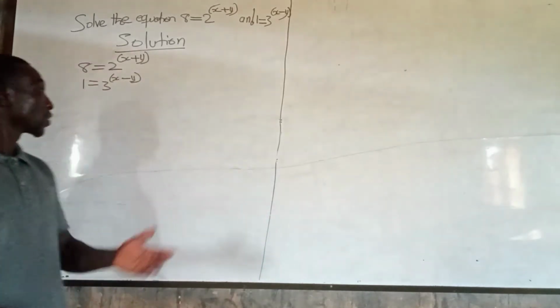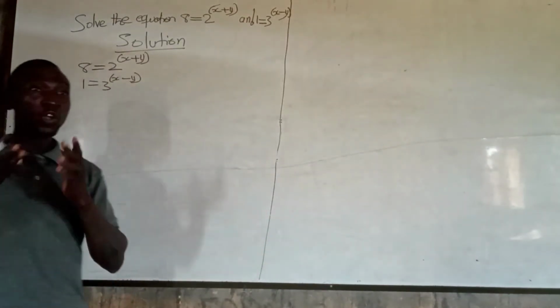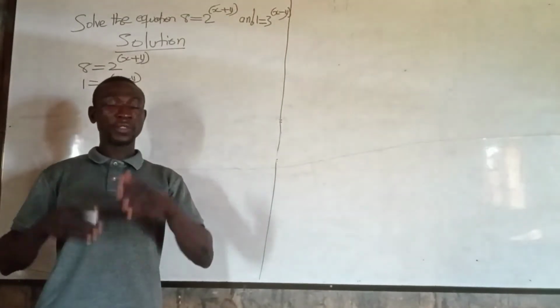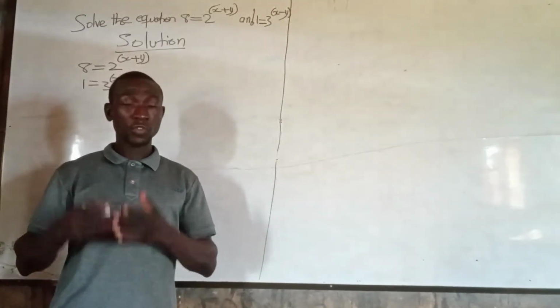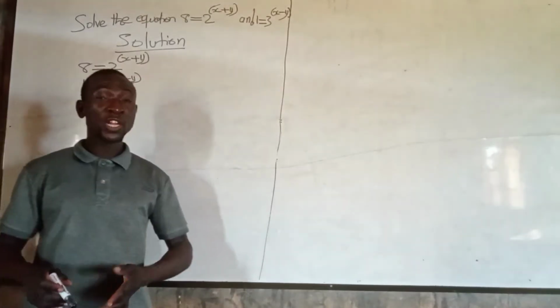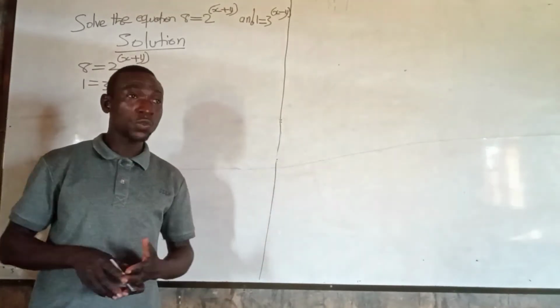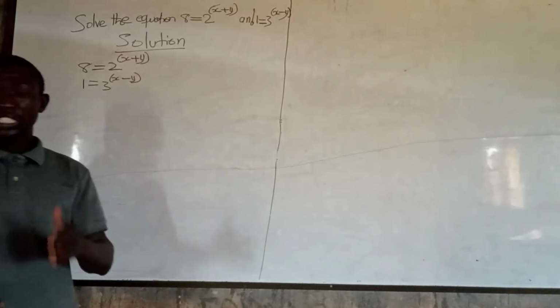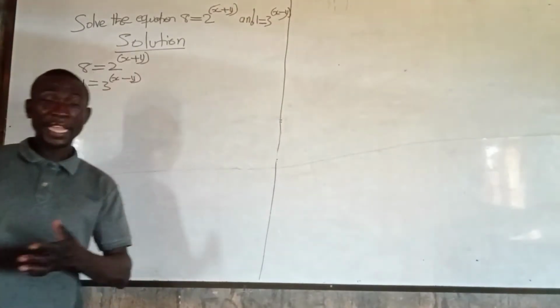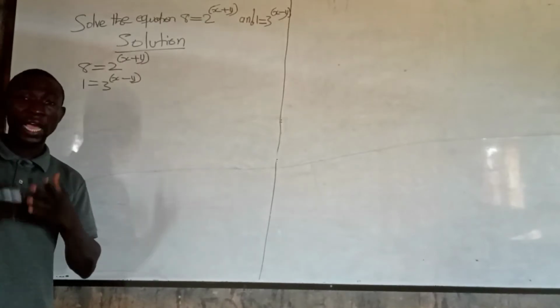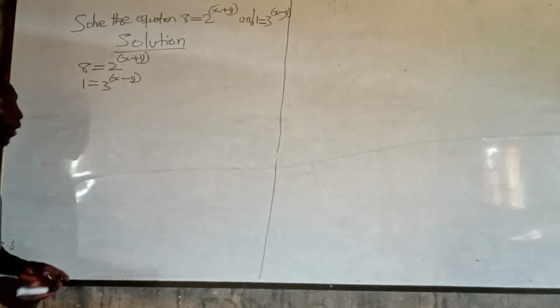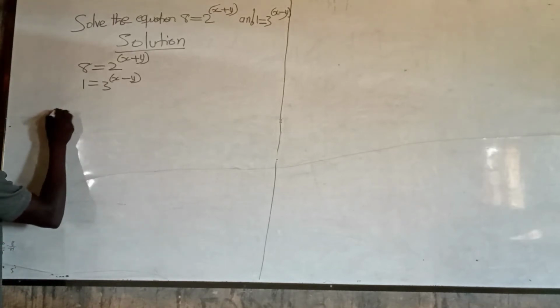As I told earlier, these are exponential equations. So we have to get rid of the bases first. And in order to get rid of the bases, we have to make sure that in each equation, the bases are equal. So we have this, let's pick them one after the other.